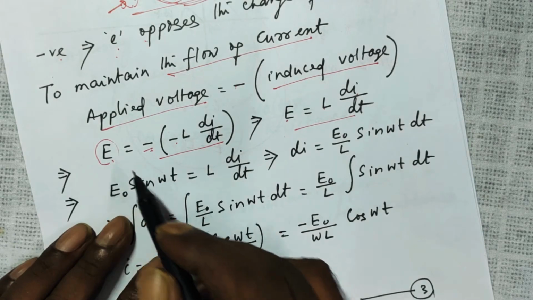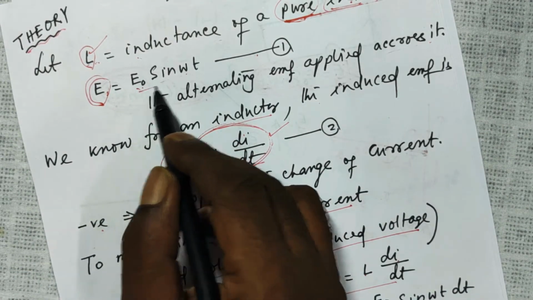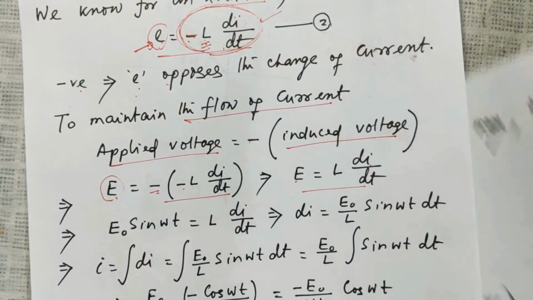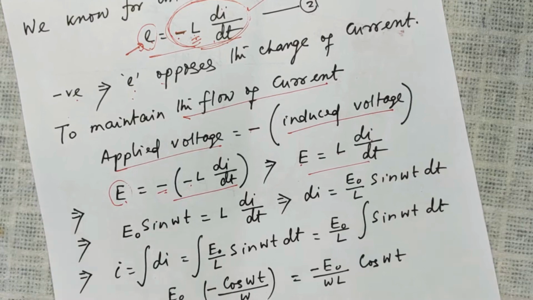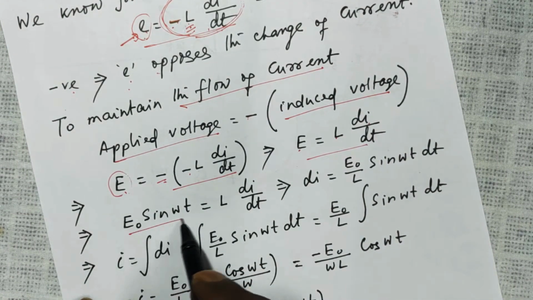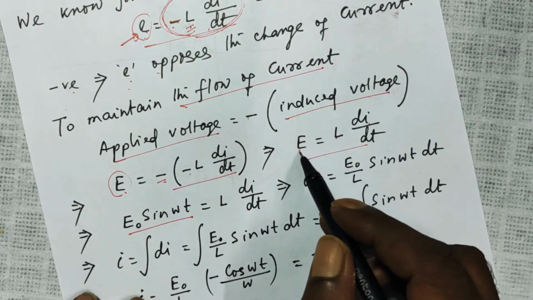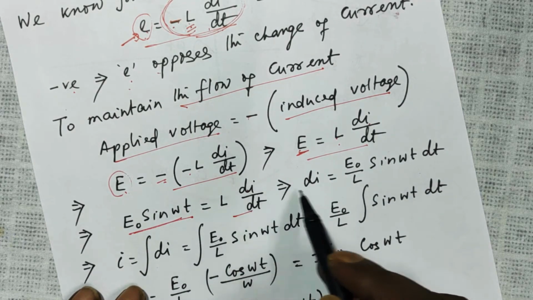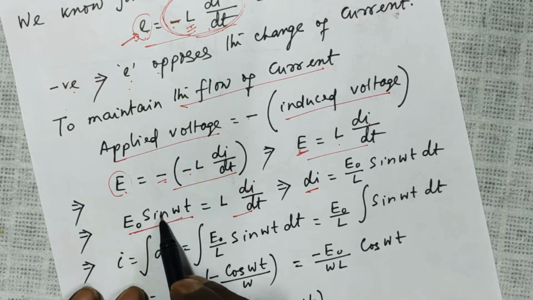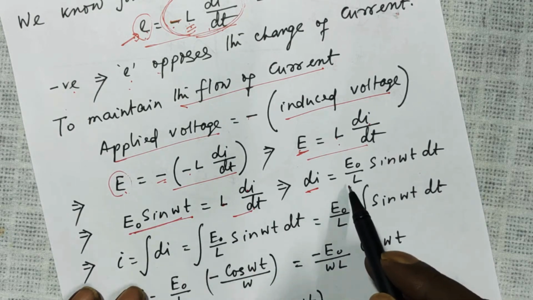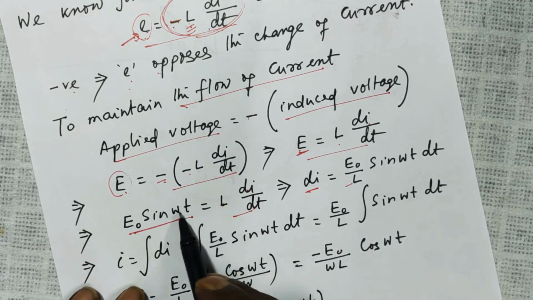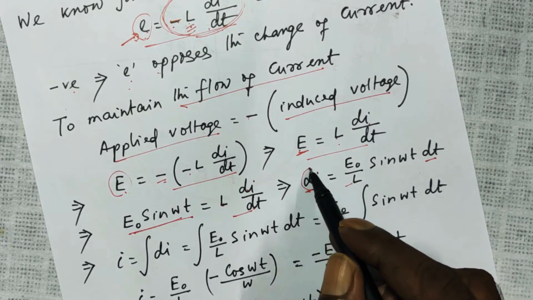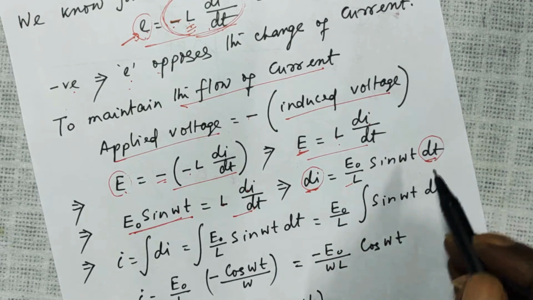So for E, which we took as alternating E naught sin omega t, I put E naught sin omega t equal to L di by dt. Now keep di on one side, take L and dt to the other side. L was in the numerator, comes to the denominator. dt was in the denominator, comes to this side, it will be in the numerator, right? So this is the small current flowing in small time dt.